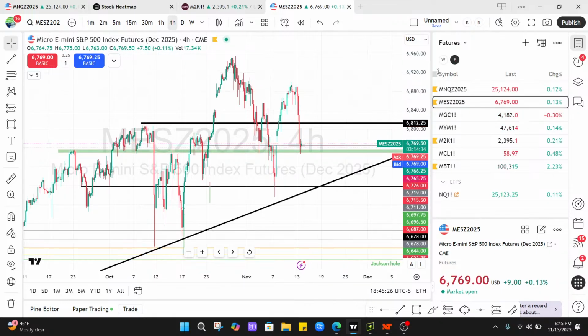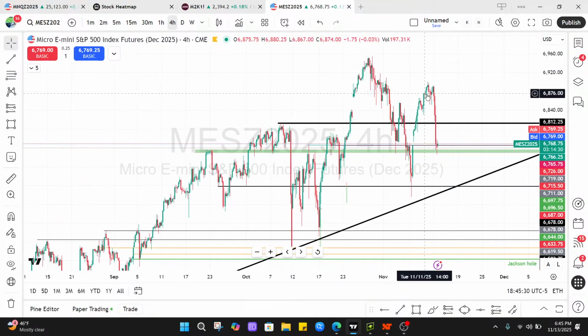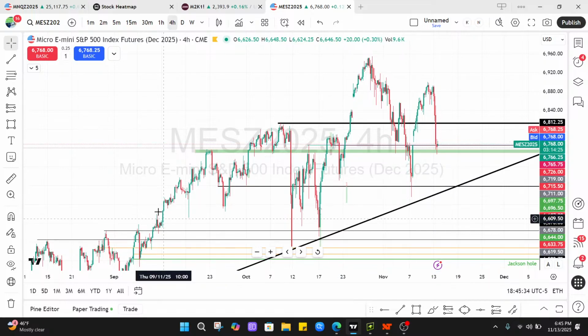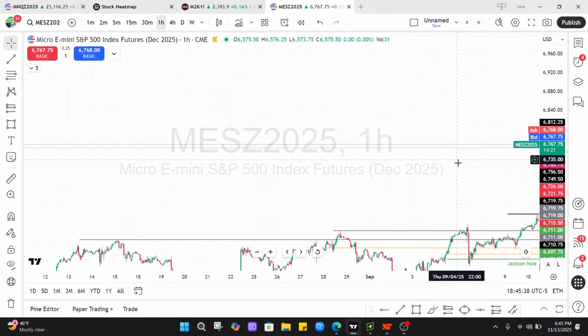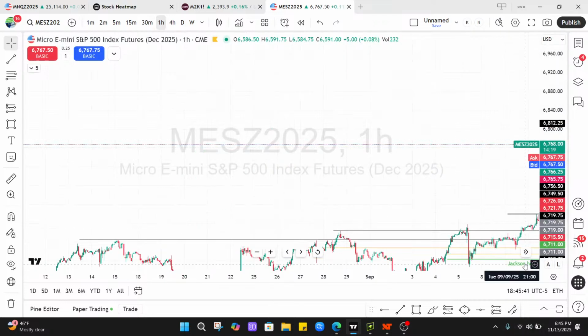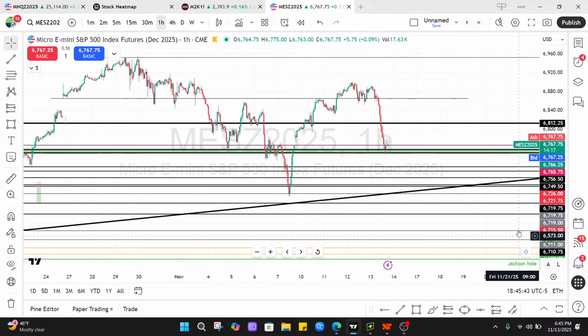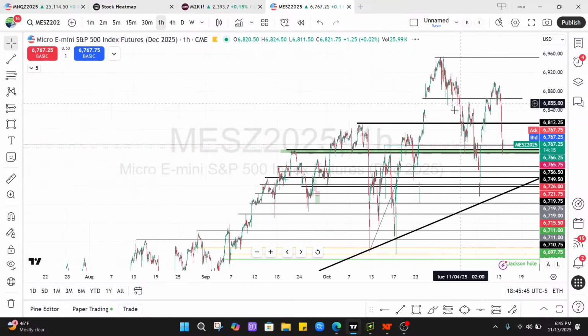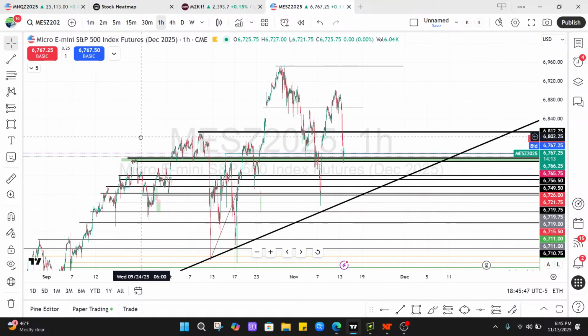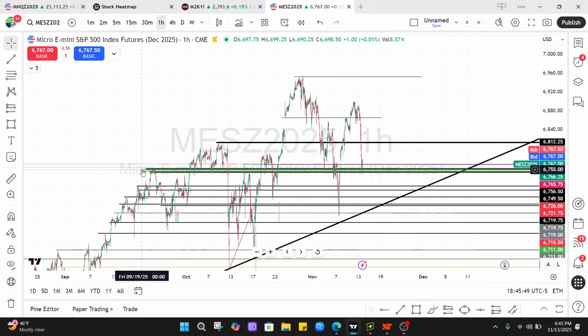All right, so let's finish up with MES. We're at the 4 hour. We see that there's still a bit of a downtrend coming to the trend line. Going to the 1 hour, it's really right in this green zone that I have indicated.